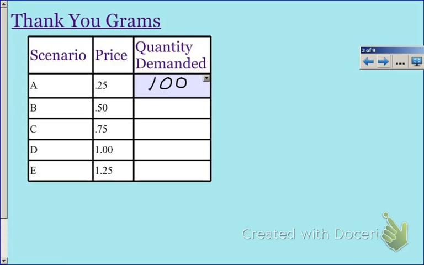At 50 cents, we find that 80 people would be willing to purchase a thank you gram. At 75 cents, 60 people would be willing to purchase a thank you gram. At $1, 40 people would be willing to purchase, and at $1.25, we only found 20 people out of our little test group that would be willing to purchase a thank you gram. Well, what we have created here is a demand schedule.